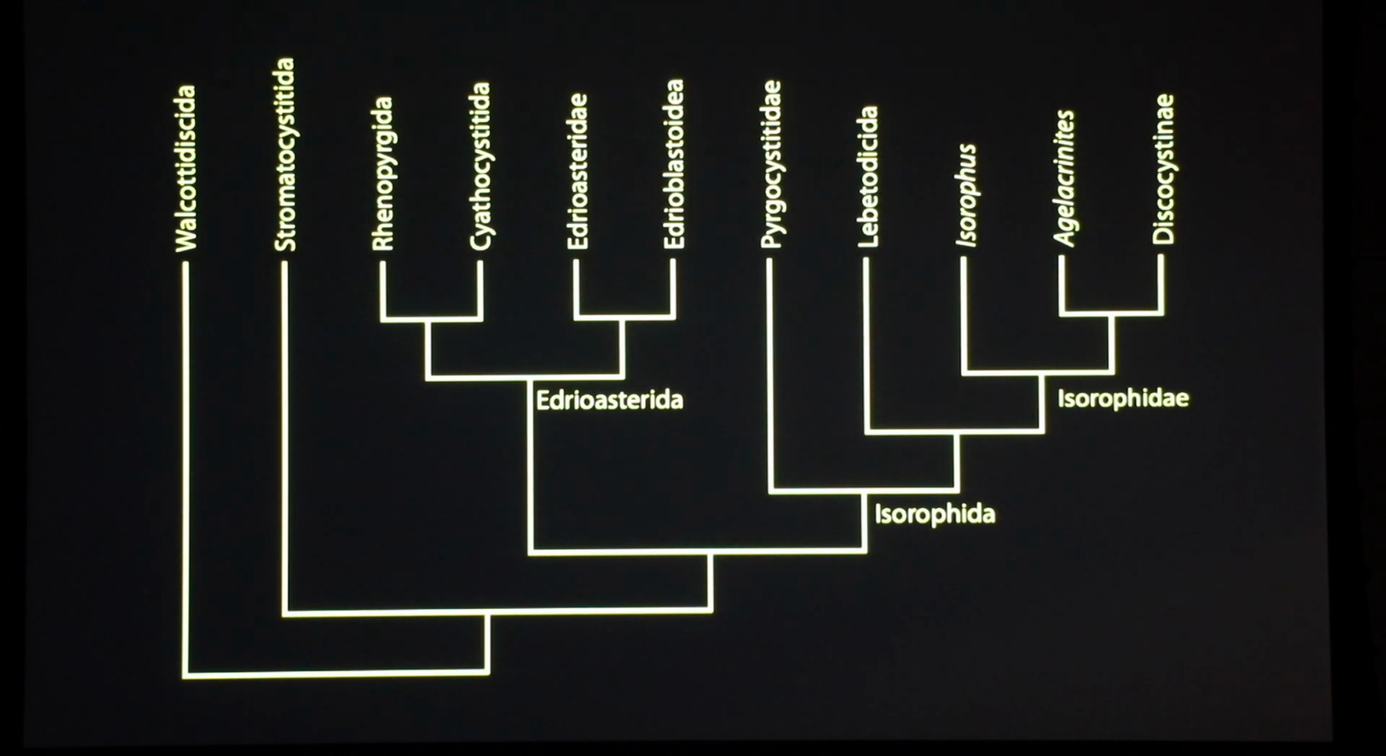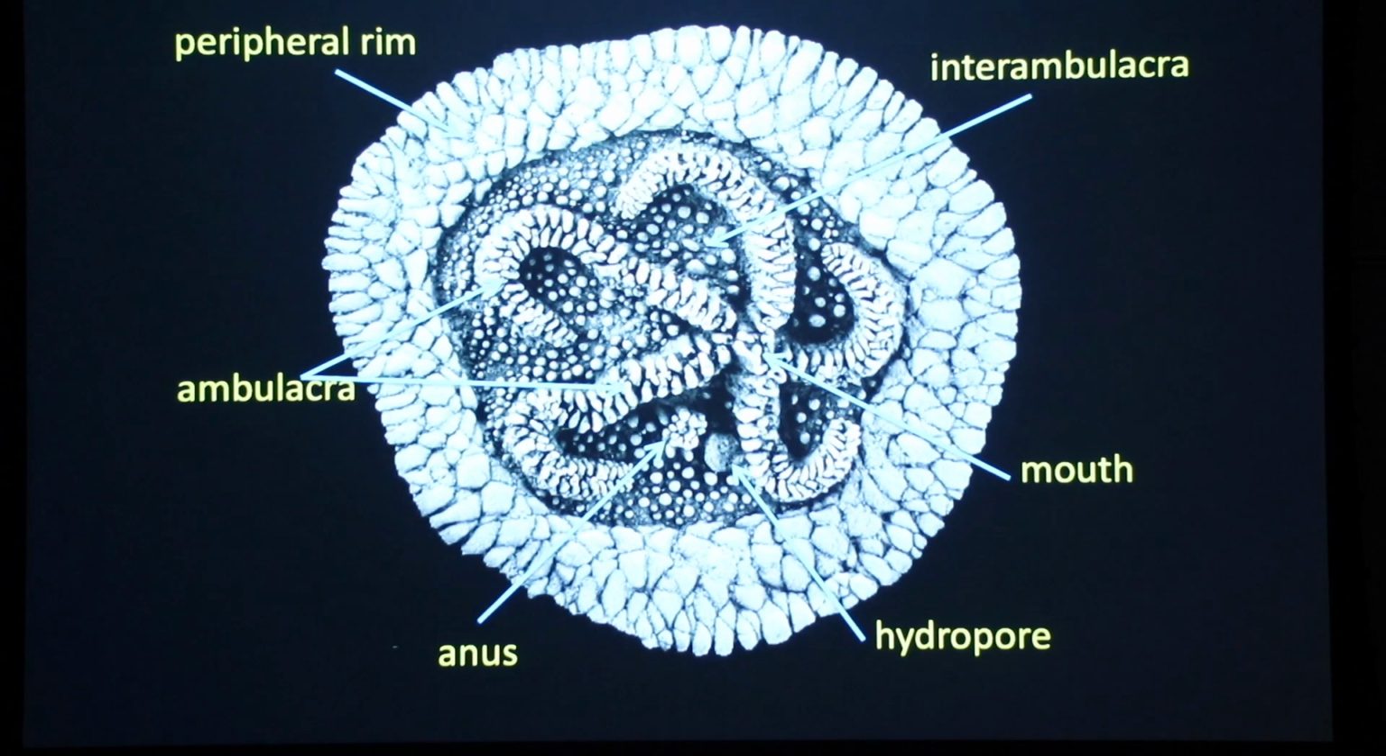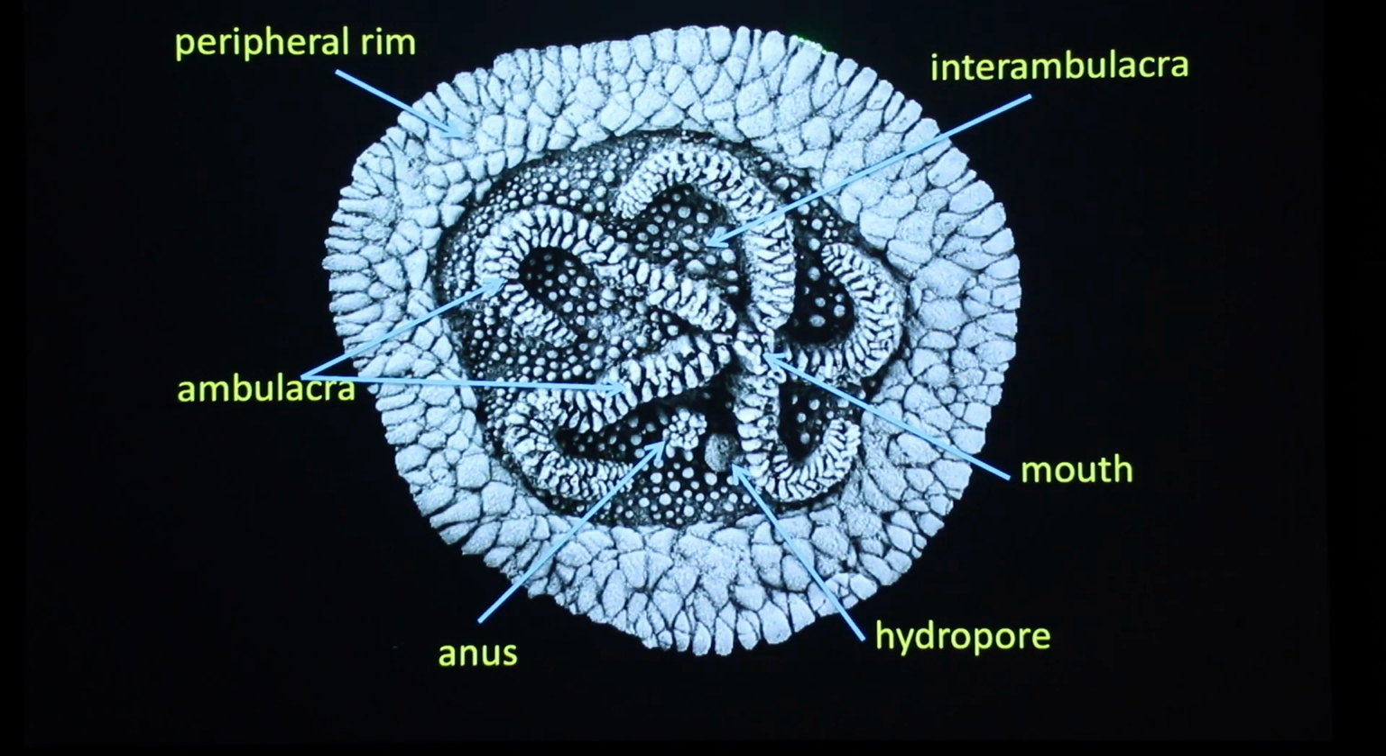The sister taxon to the Edrioasterids are the Isorophids. Here we see their relationships right here. This is a group that has the peripheral ring, this ring around the outside that encompasses the oral surface, which comprises the ambulacra and the interambulacral plating.